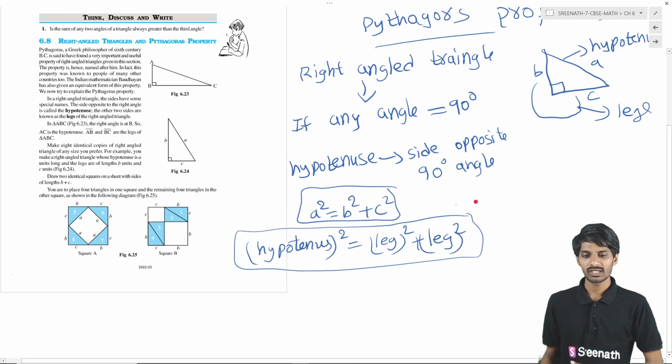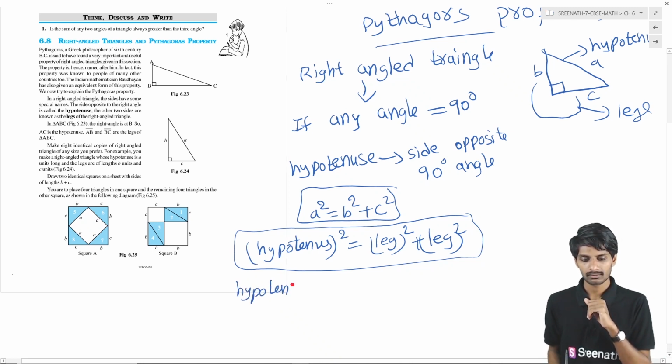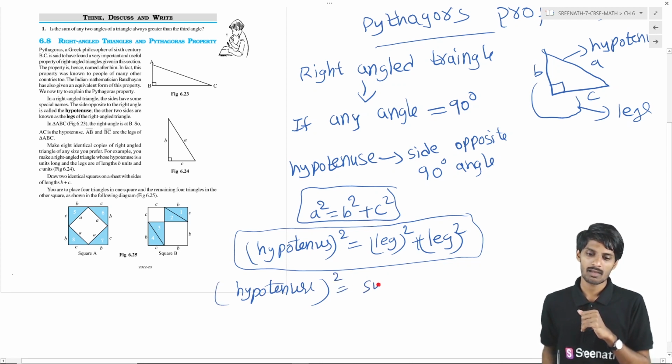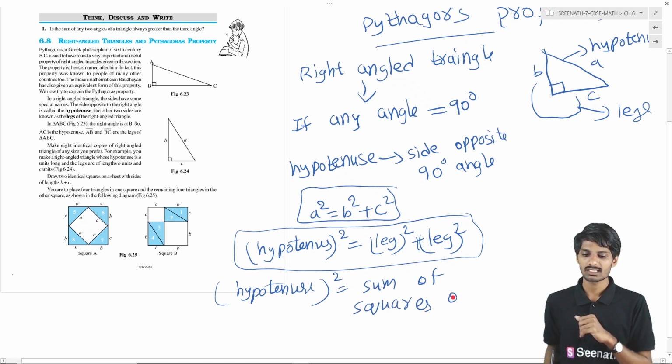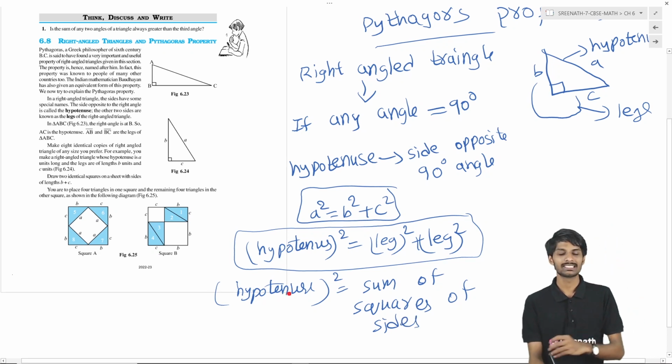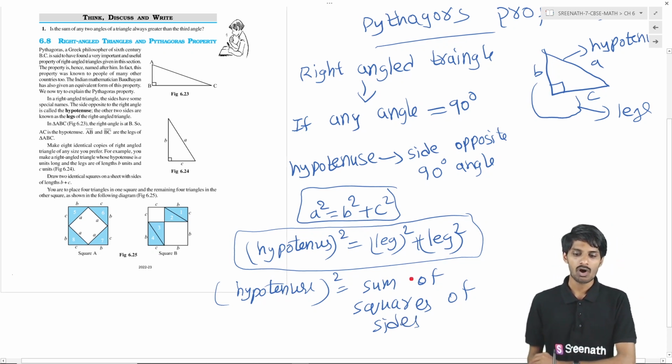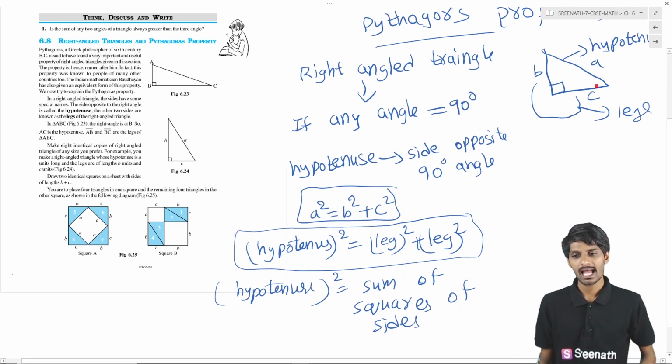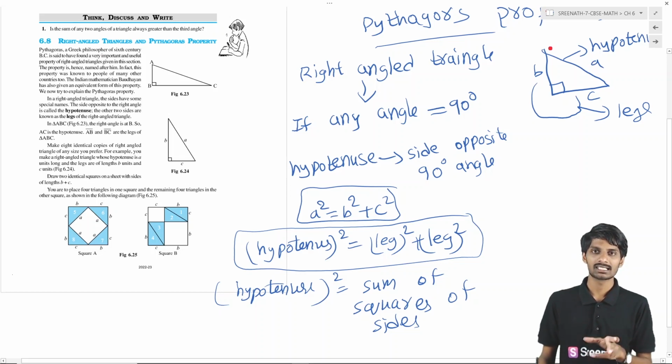Another way to say it: hypotenuse square is equal to the sum of squares of the sides. So the square of the hypotenuse in a right angle triangle is equal to the sum of squares of the other two sides, students. If the hypotenuse length is A, if you square it, that value will be equal to the square of this value plus the square of this value, students. Okay, that is the thing, students.